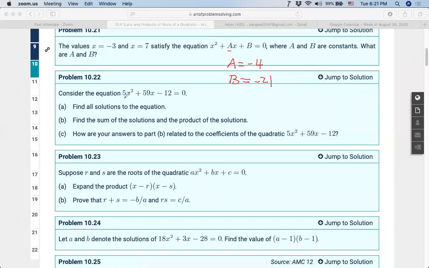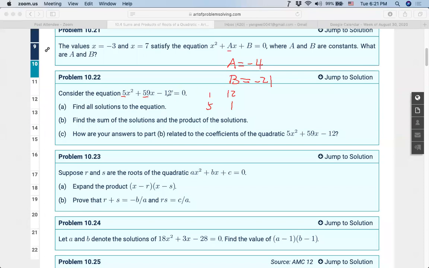This time, this one's a little bit harder because the coefficient of the quadratic term is not 1. If it's 1, it's easy. If it's not 1, like this, it's a little bit harder. So first, they ask you to find all the solutions to this equation. To do that, we need to factor, right? 5, we write 1 times 5. Then 12, because this one is a really big number, we can try to use large number times large number.